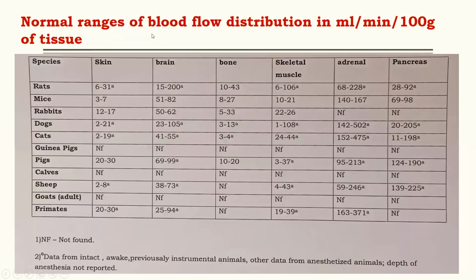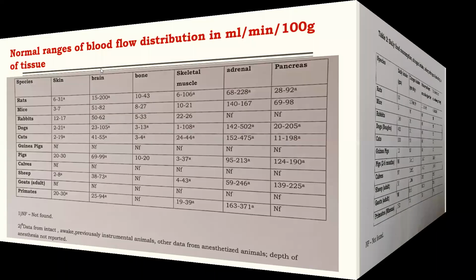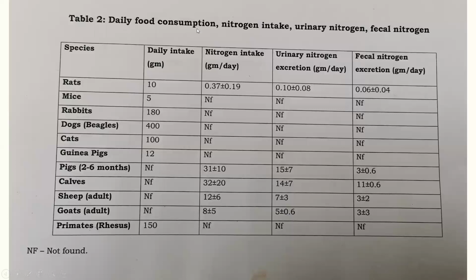Then these are the normal ranges of blood flow distribution in ml per minute per 100 gram of tissue in various species, and under that the skin, brain, bone. So these are the tissues where the blood flow will take place. These are the normal values which are given. Then these are the daily food consumption, nitrogen intake, urinary nitrogen and fecal nitrogen. So when your study is related to nitrates or nitrogen related things, then you have this value for reference purpose.